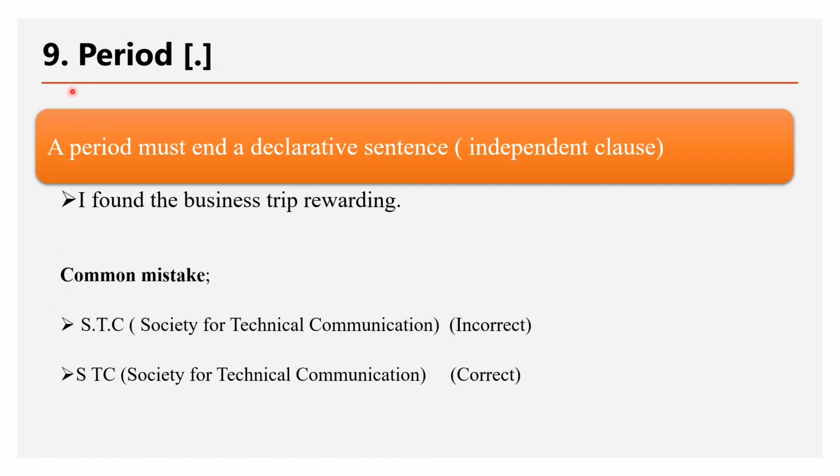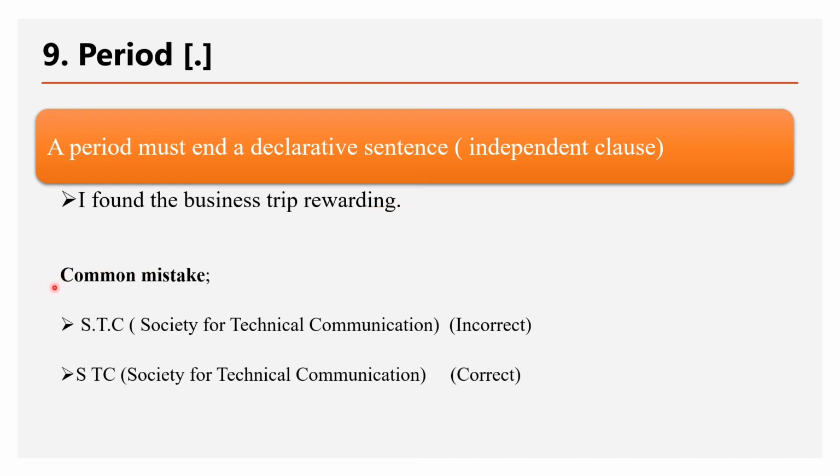So the next punctuation mark is the period. A period must end a declarative sentence or an independent clause. For example, "I found the business trip rewarding." Here you can see that the period is used to end a declarative sentence.